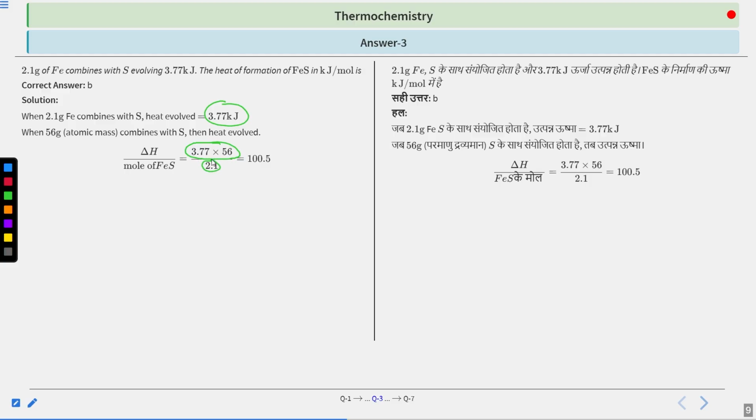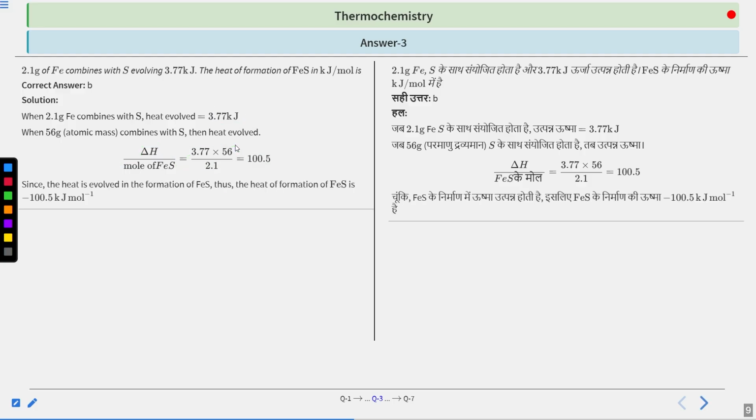Or else you can do it in this way also: delta H is given for how much? For 2.1 gram. So we calculate the number of moles in 2.1 gram. In 2.1 gram, how many moles will be there? 2.1 by 56. Therefore, what will be the delta H formation, meaning molar enthalpy of formation? It will be the enthalpy change divided by the number of moles, and that would give you 100.5. So this value will be in kilojoule per mole.